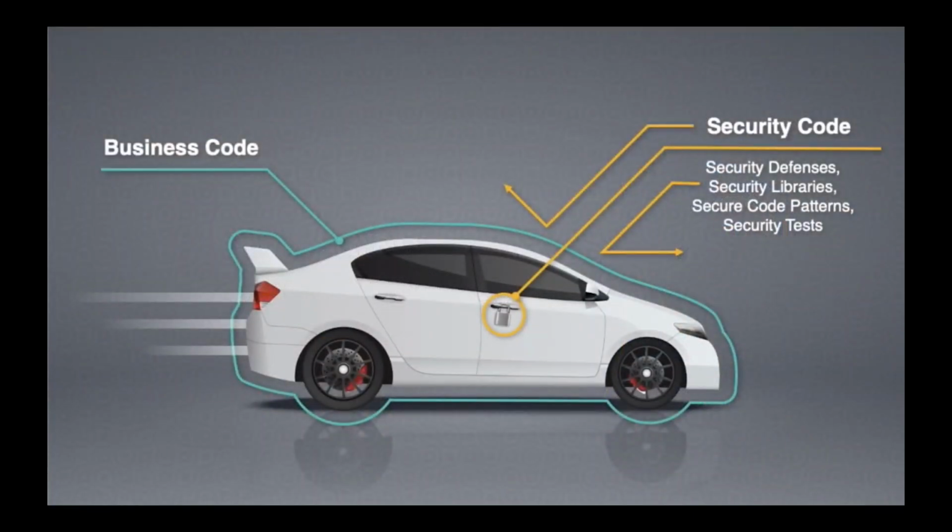I want you to imagine that this car is an application that we're building. And when it's done, our car's going to have a bunch of cool features. It's going to have what let's call business code. It's going to have engines and wheels and seats and so on. But we also want a bunch of security code in our car, right? Things like defenses and safe libraries and secure coding patterns and security testing and so on. We want that in there too. Let's call that security as code.